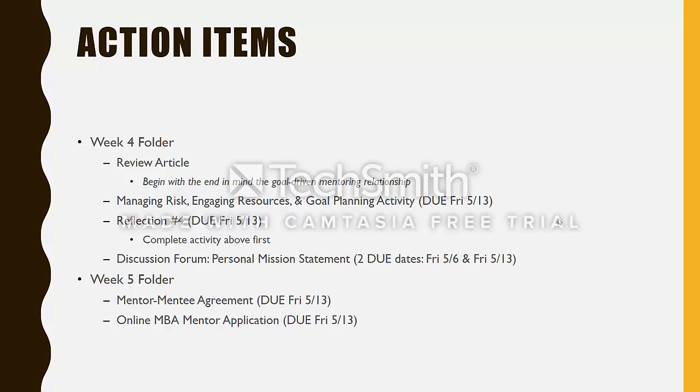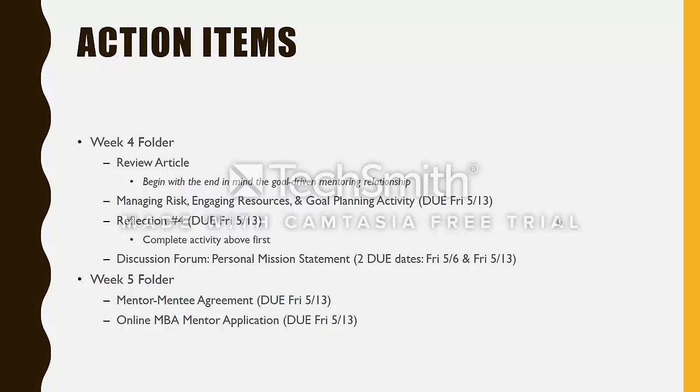And then at some point, and it probably will be during week 4, but it possibly might be during week 3, you will complete an activity that is referred to as managing risk, engaging resources, and goal planning. And this is an activity that is intended for you to practice before the course is over in such a way that you are able to take the framework from that activity into your mentoring relationship.